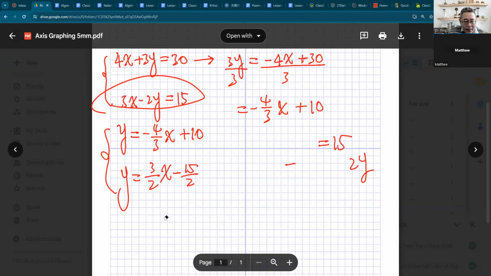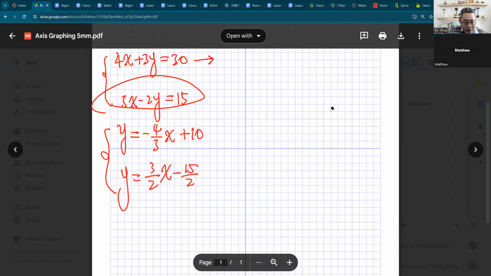Or we can rewrite the second one as 3x minus 15 over 2. Good? Okay. So let's find the points for the first one.